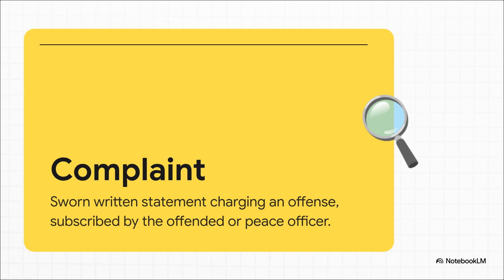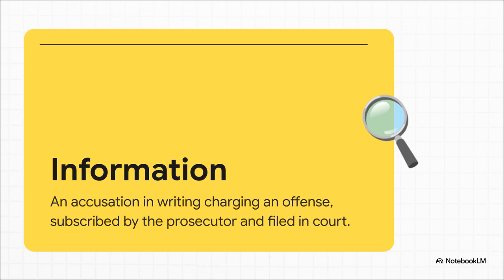And pay attention to who actually signs or subscribes to it. It's the offended party, any peace officer, or another public officer who's charged with enforcing that specific law, like, say, a customs officer for a customs violation. On the flip side, under Section 4, we have the information. Now, an information is also an accusation in writing charging someone with an offense, but notice where it comes from. It's subscribed specifically by the prosecutor and filed directly with the court. This is the formal accusation that drops once the state has officially stepped into the ring.